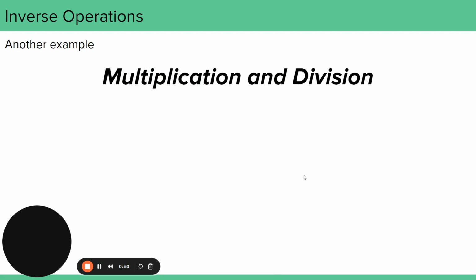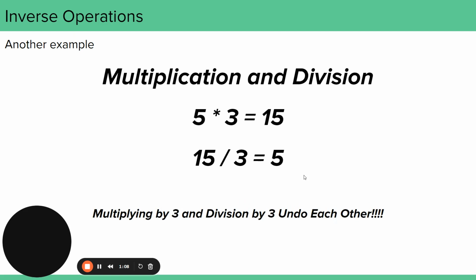Another example is multiplication and division. 5 times 3 is 15, but 15 divided by 3 is 5. Notice how when we start with 5, if I multiply by 3 and then divide by 3, I get back to 5. Multiplying by 3 and dividing by 3 undo each other.